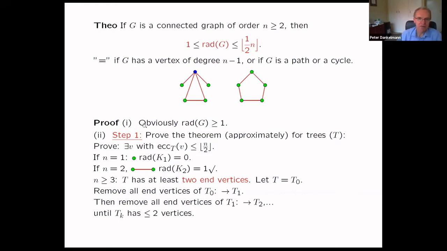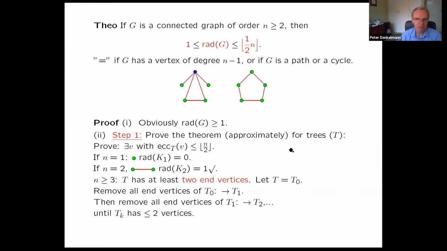So let's do that. Let's prove that the radius in a graph with n vertices is at most approximately half n. And I do that in 2 steps. First, I prove that this bound holds for trees. And then I will use that to show that it holds for every connected graph. So that's a trick. Again, that's my bread and butter trick. But trees are nice because they've got nice properties, for example, end vertices.